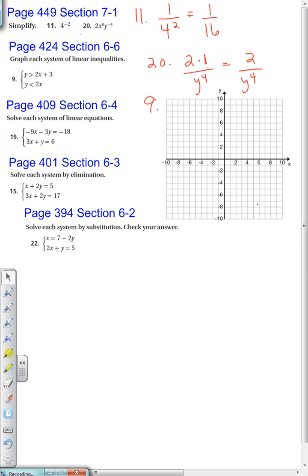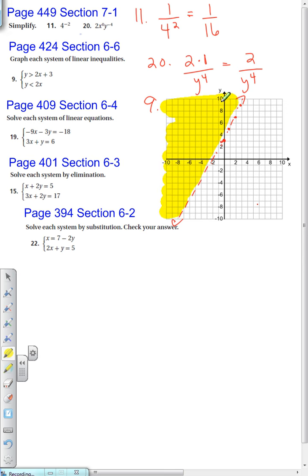Okay, for number 9, I need to graph that system of linear inequalities. They're both in slope-intercept form. So on y is greater than 2x plus 3, my y-intercept is 3. So I can put a dot at 3 on the y-axis. My slope is 2, so I can count up 2, right 1. I can do this a whole bunch of times. Because it's just a greater than symbol, I'm going to use a dotted line. So there's my dotted line. It's greater than, which means I'm going to shade above the line.